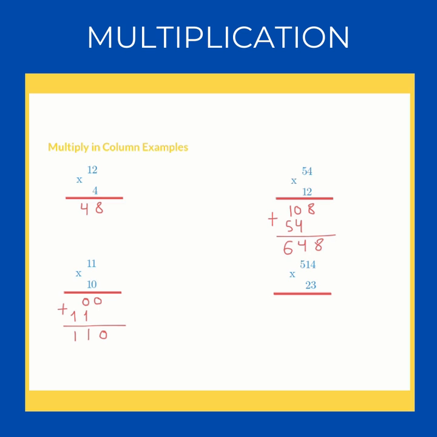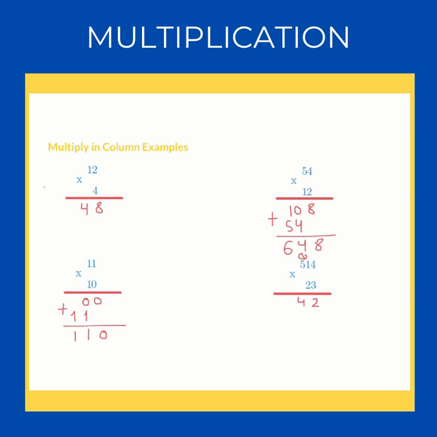Now the last example is 514 times 23. So again, I have to multiply 3 times 4 first. So 3 times 4 is equal to 12. So I have 2 and 1 over here. Now, the second step is to multiply 3 times 1, which is 3, and I have to add this one. So 3 times 1 is 3, plus 1 is 4. So I have to write 4.